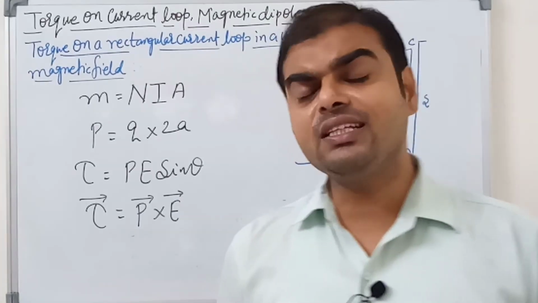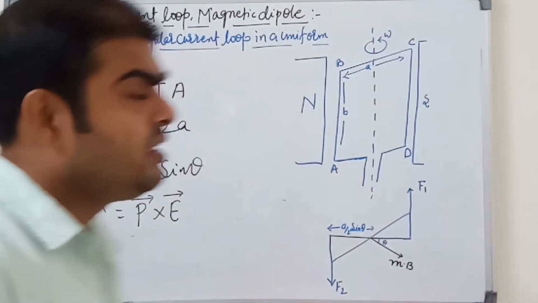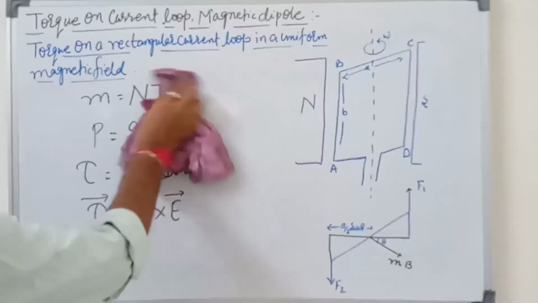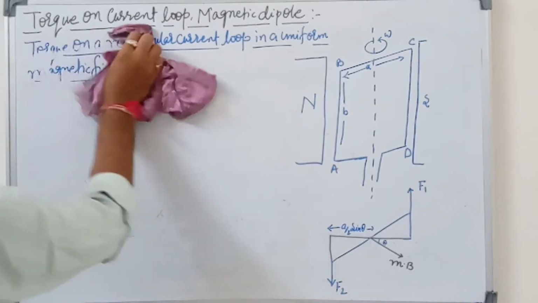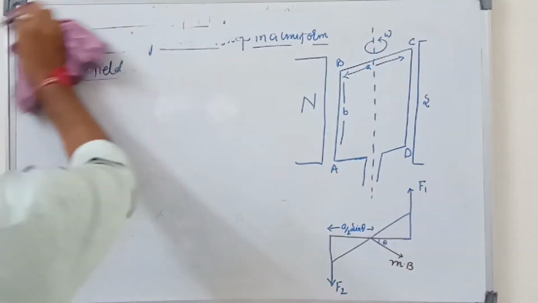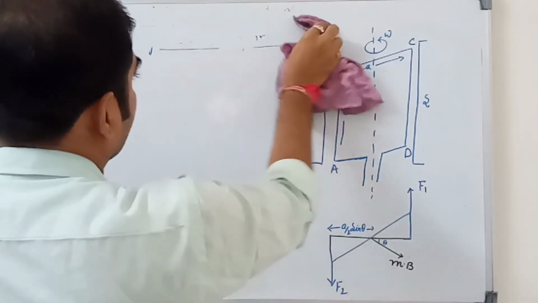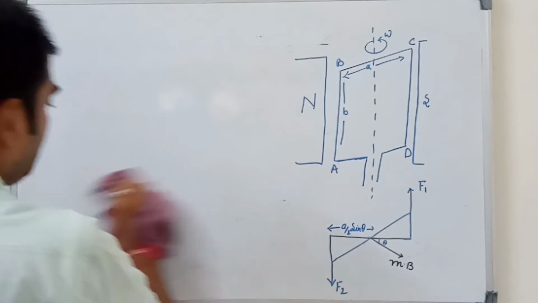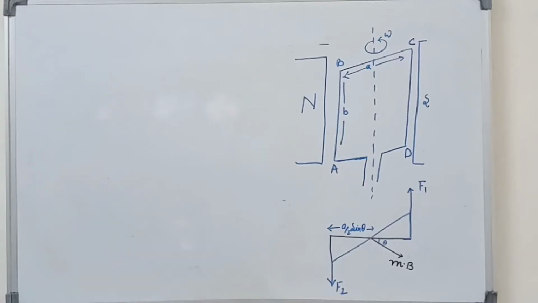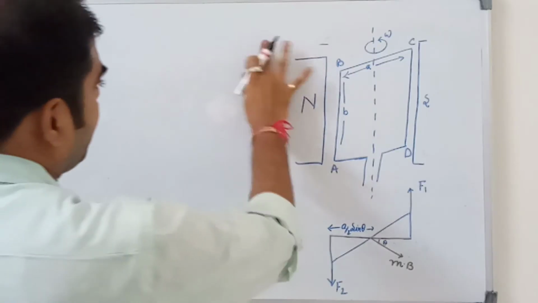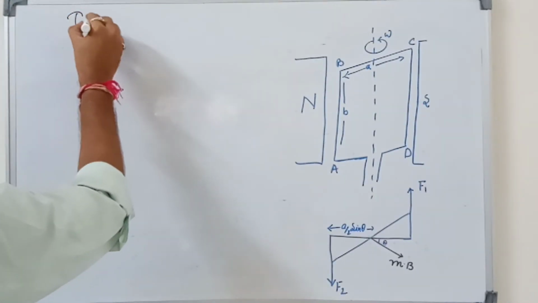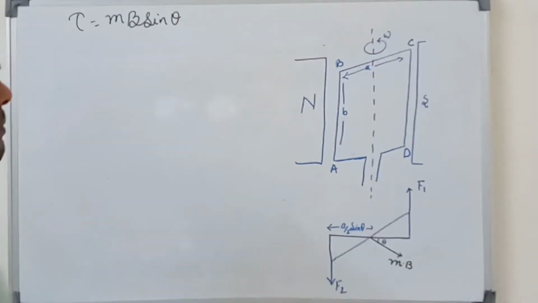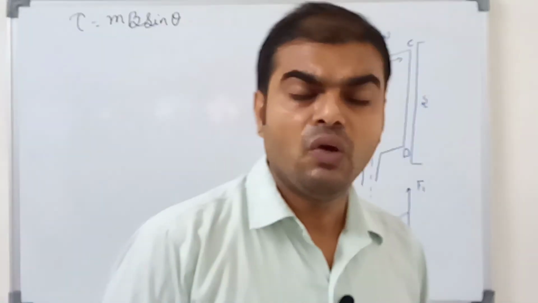So friend, there is a very interesting point. Now a very special case is created here. Which case is created here? Very simple. Tau is equal to mB sin theta is created. It means the torque is rotating with an angular velocity.